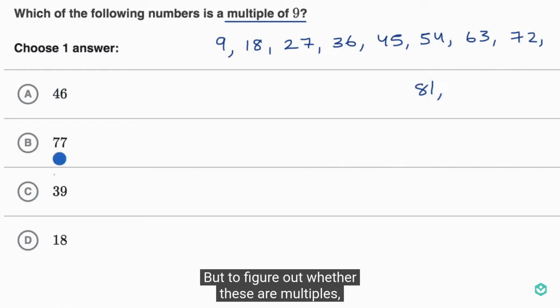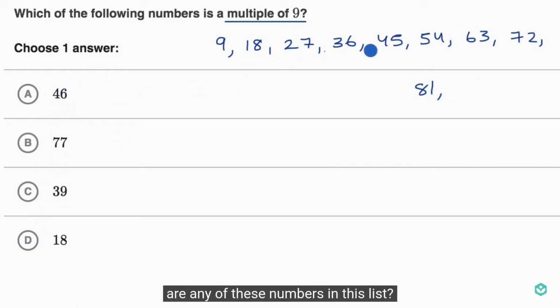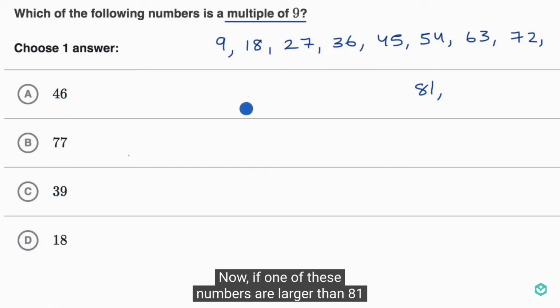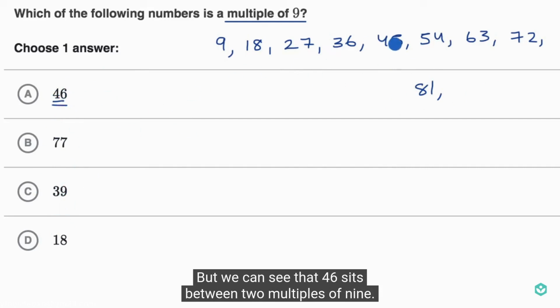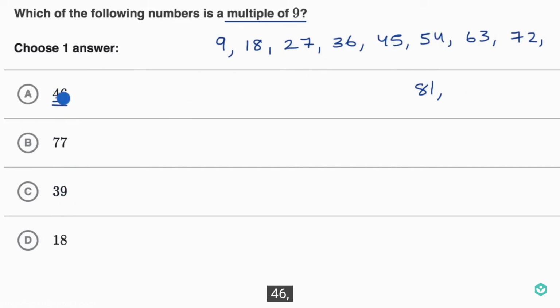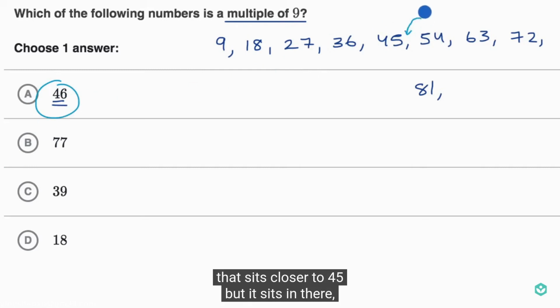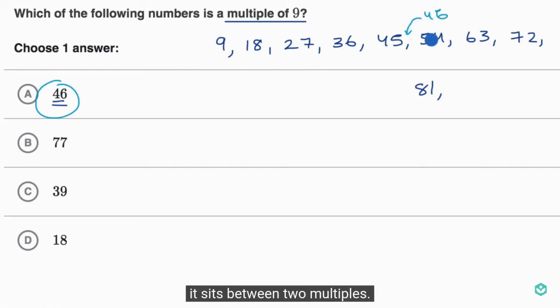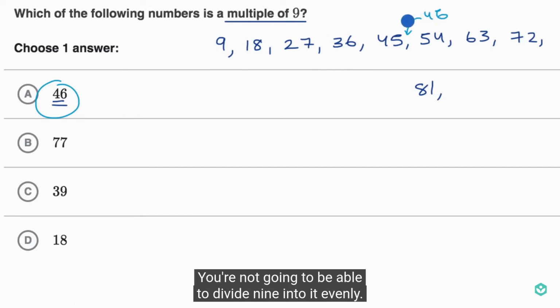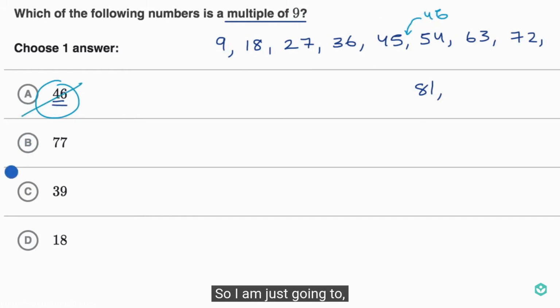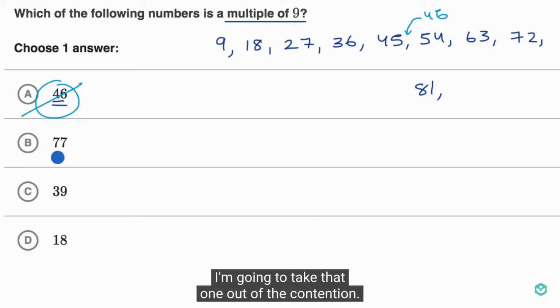But to figure out whether these are multiples, you really just have to say, hey, are any of these numbers in this list? Now, if one of these numbers were larger than 81, we would have to keep going to see if it's included. But we can see that 46 sits between two multiples of 9. 46 sits closer to 45, but it sits in between two multiples. So that's not going to be a multiple. Another way to think about it is, for something to be a multiple, if you divide by 9, you're not going to get a remainder. But if you divided 46 by 9, you are going to get a remainder. You're not going to be able to divide 9 into it evenly. So I'm going to take that one out of contention.